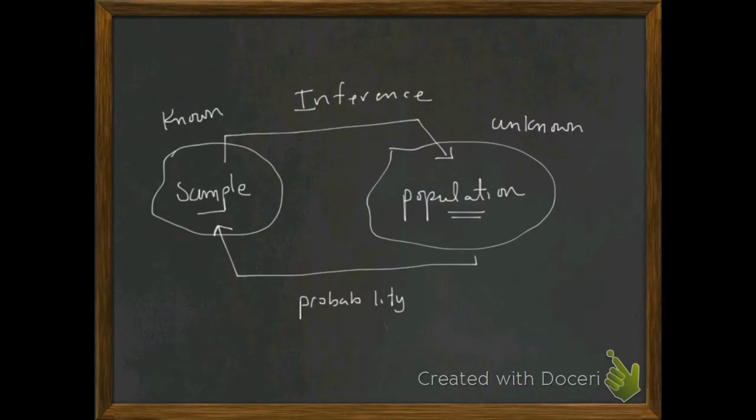For some reason my eye doesn't want to happen right there. I don't know why. Let me draw it in there. So probability. What probability is, we're given information about a population and we want to know the likelihood of getting a particular sample from it. As in this situation, the population is known, but the sample is unknown.